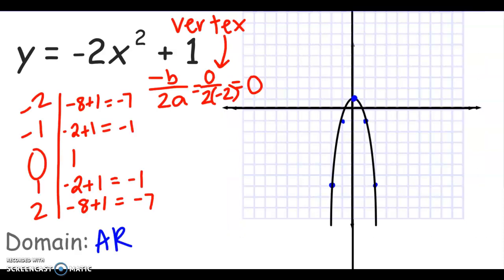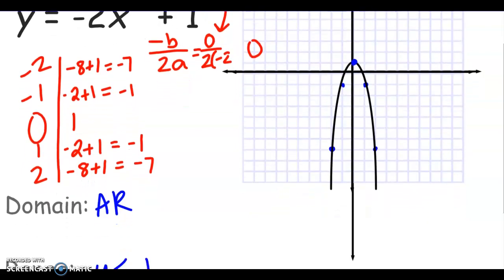Okay, now that you're unpaused, how did it go? This is what your graph should look like. You should have negative 2, negative 7, negative 1, 0, 1, 1, negative 1, and 2, negative 7. Your vertex, remember, is 0, so we did the opposite of b over 2a. We plugged that in and we got the 0 right there. And from there, that was, remember, our middle number.